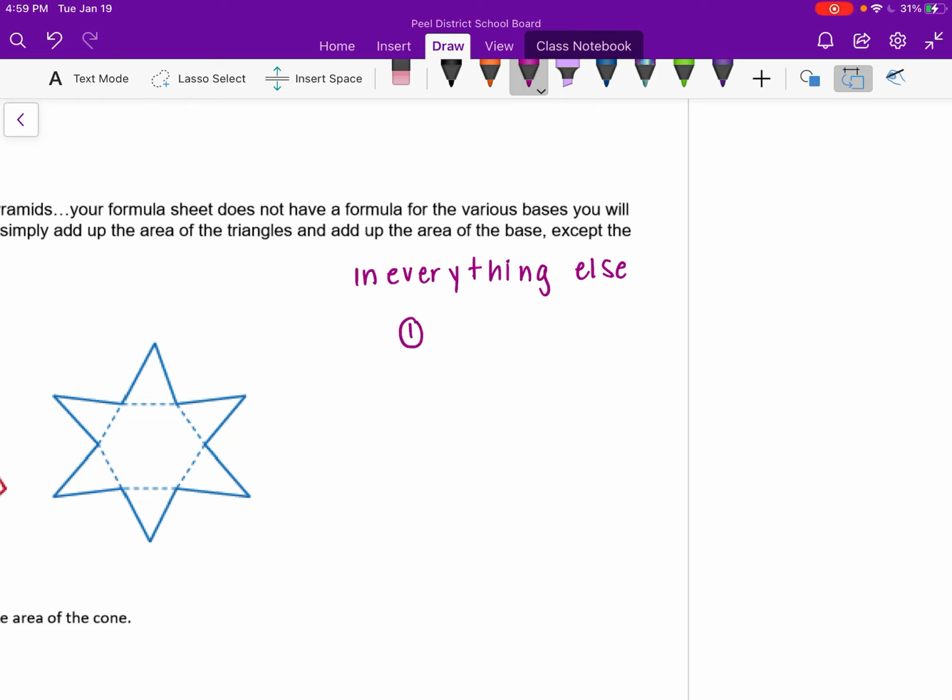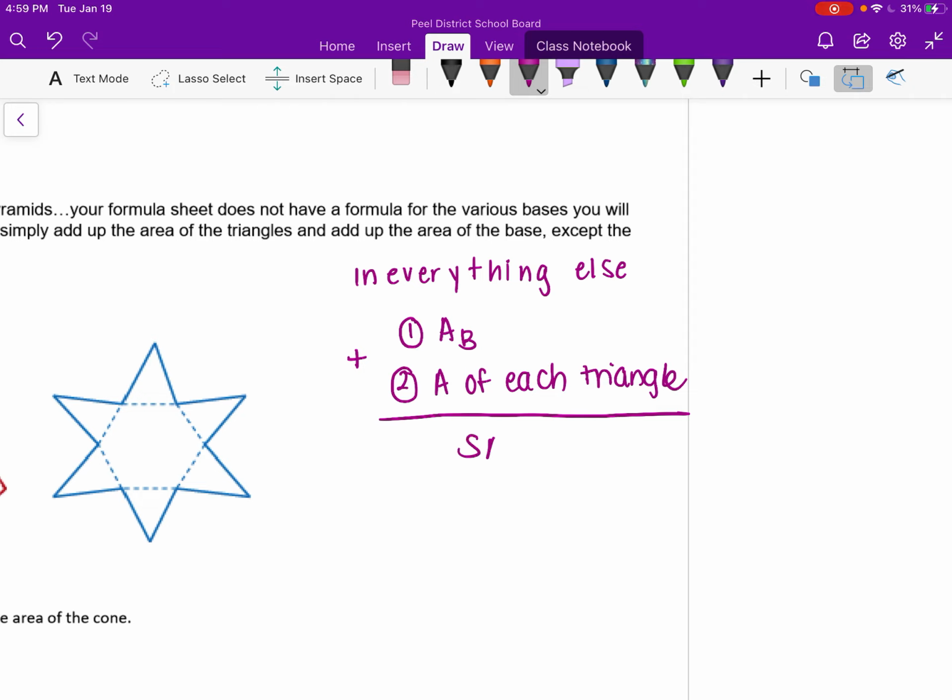So what you're going to do in everything else is find the area of the base, right? Then you're going to find the area of each triangle, which is often just finding the area of one triangle and multiplying by how many triangles there are. And then you add these two together to give you surface area. Use the slant height to find this.